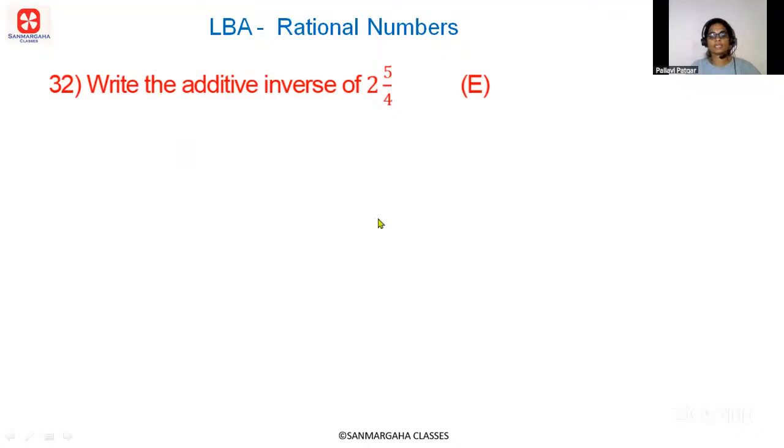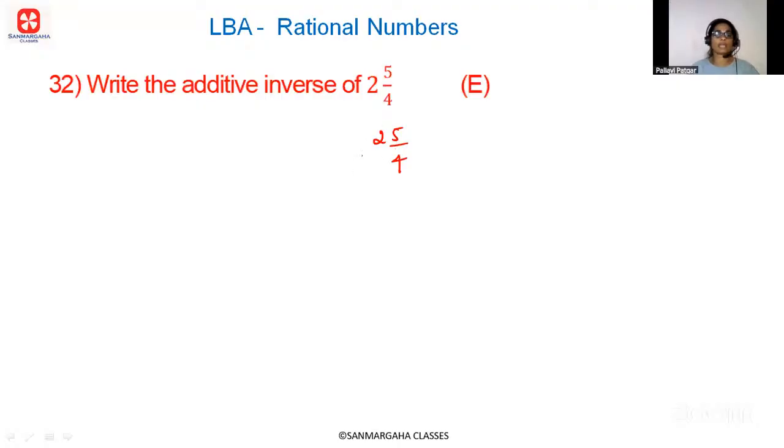In the rational number chapter, look at question number 32. Write the additive inverse of 2 into 5 by 4. So this is a mixed fraction. Write this as an improper fraction. So we'll get 4 2s are 8, plus 5, 13 divided by 4. Or you can keep it as 2 into 5 by 4.